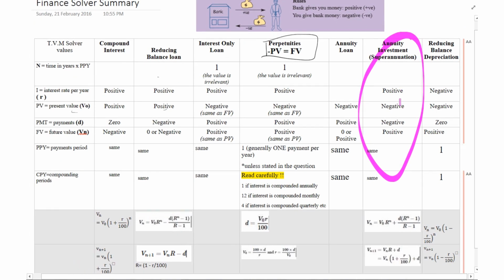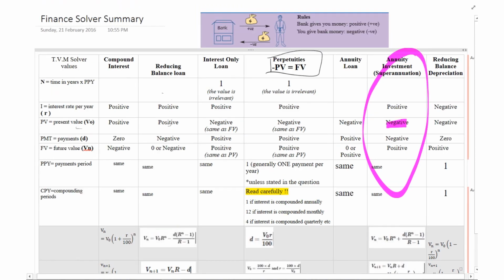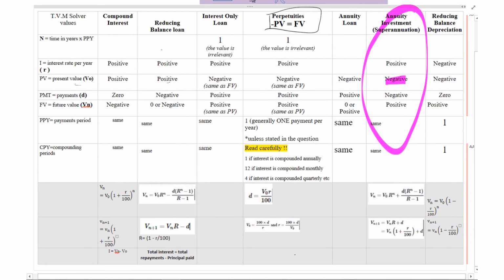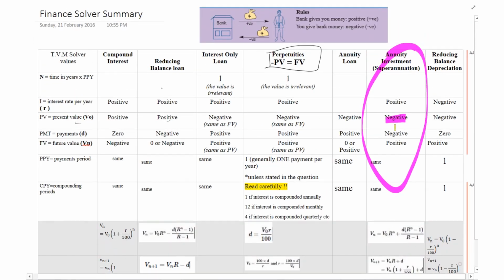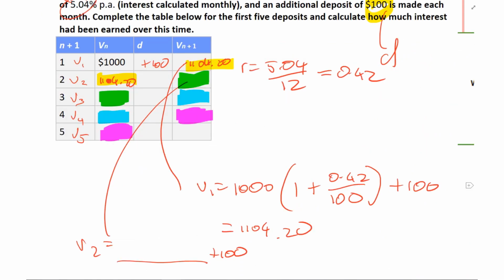The present value, so that V0, is going to be negative because essentially you're giving the money to the bank, and when you give the bank money, it's a negative value in Finance Solver. The payment is negative because you're giving money to the bank, but what you get at the end is they give you money, so that becomes a positive value. Okay, so just keep that in mind when we're going through these next set of worked examples.